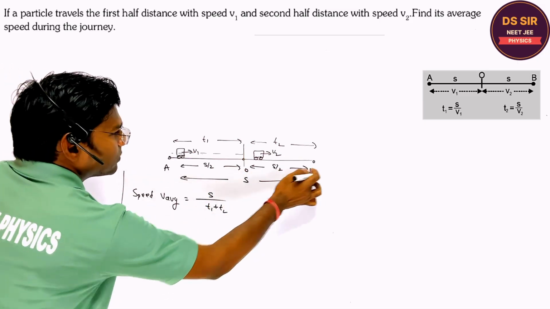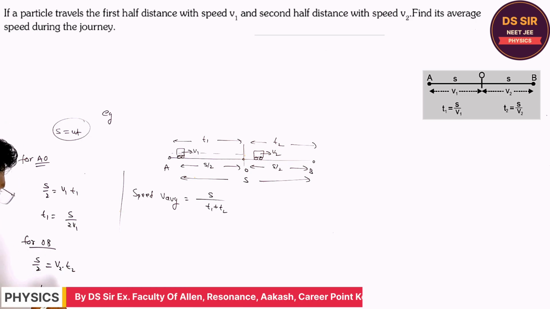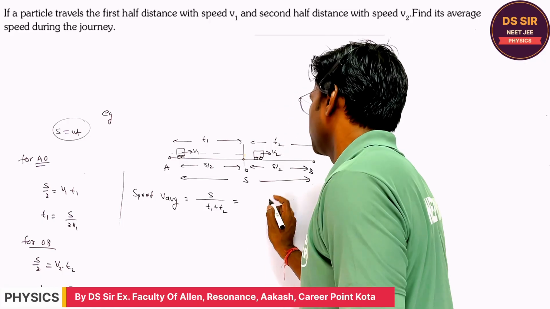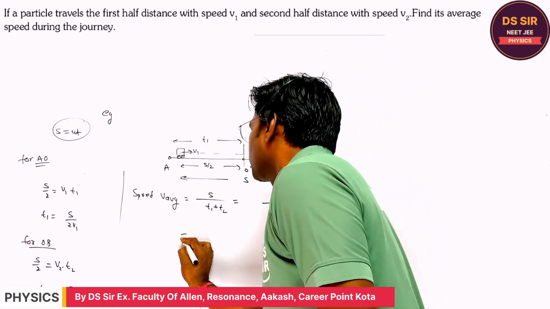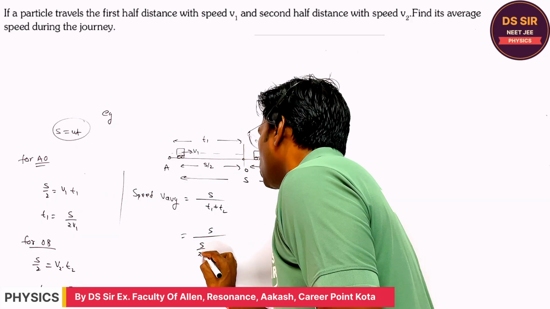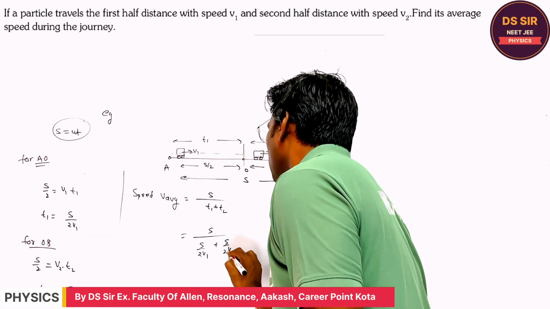The distance, I will apply this. Distance is equal to speed into time. Are you getting this or not? T2 is what? S upon 2v2. So this is T1 and T2. So I will put over here S upon... right? What is T1? S upon 2v1, S upon 2v2. Is it clear or not?